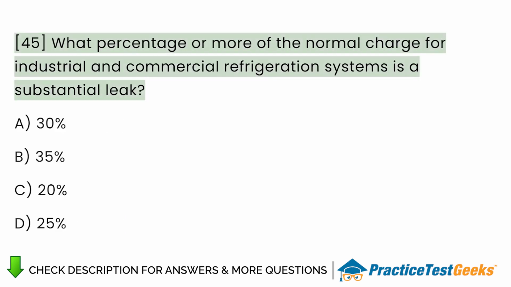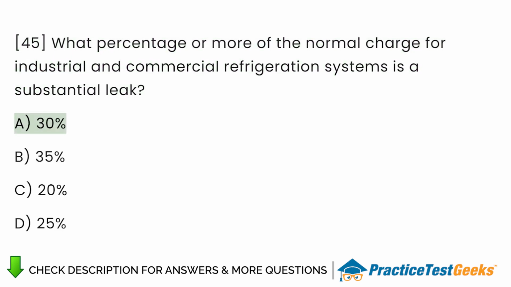What percentage or more of the normal charge for industrial and commercial refrigeration systems is a substantial leak? A. 30%. B. 35%. C. 20%. D. 25%.